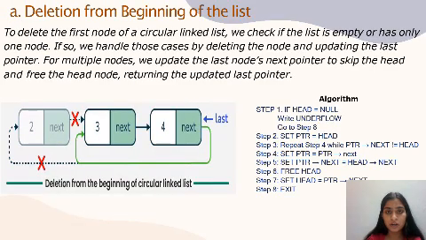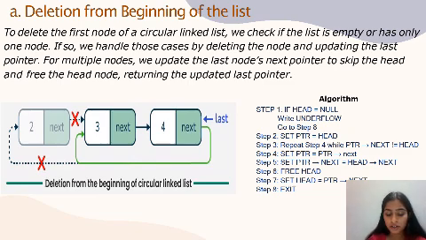Deletion from the beginning of the list. To delete the first node from a circular linked list, check if the list is empty. If the list is empty, then head is equal to null, write underflow.